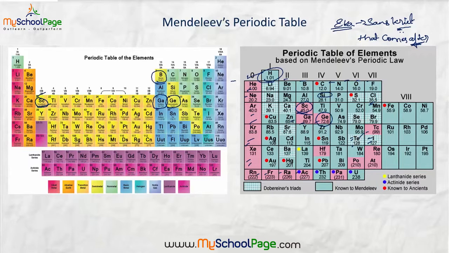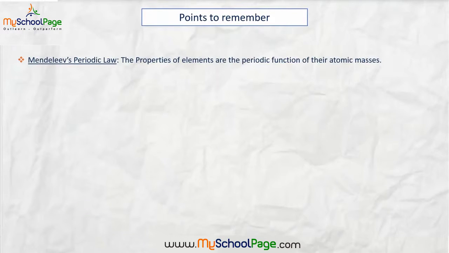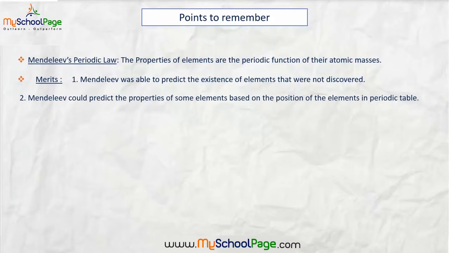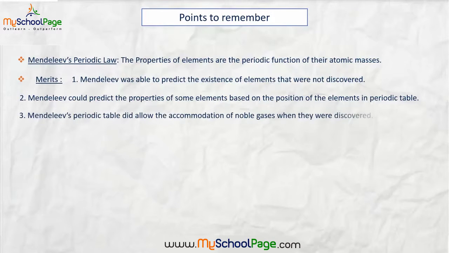Now let's revise quickly. Mendeleev's periodic law states that the properties of elements are the periodic function of their atomic masses. Merits include: it was able to predict the existence of the elements that were not discovered during the time of Mendeleev. Mendeleev was also able to predict the properties of some elements based on the position of the elements in the periodic table. Mendeleev's periodic table did allow the accommodation of noble gases. So these were some of the important merits of Mendeleev's periodic table.